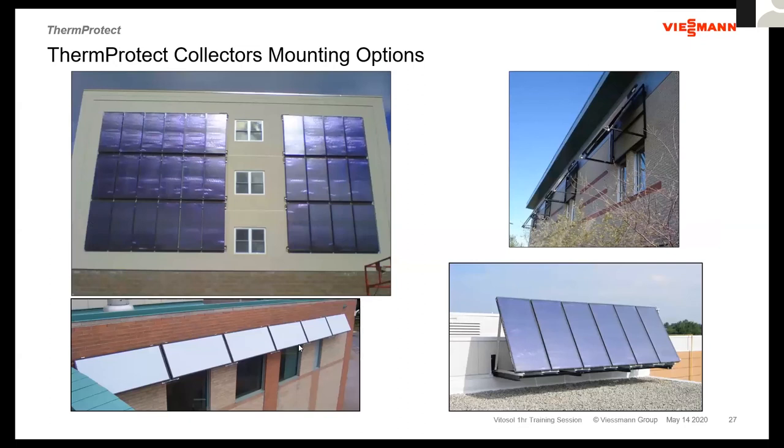Some other unique types of installations as well you might see. So here are the collectors sitting flat vertically on a side of a building here. In a multi-unit building there is a lot of domestic hot water. We wouldn't do this horizontally. That's about the only configuration you want to avoid with flat plate collectors.